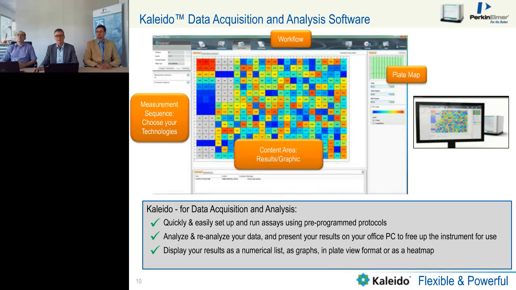On the right side, you find the plate map. Here you can determine the number of positive, negative controls, standard curves, and so forth. And in the center, you have the content area. Here you see the results, the graphics. So in summary, quick and easy, you can analyze and reanalyze your data. Either you use the instrument PC or you can do it on your office PC.